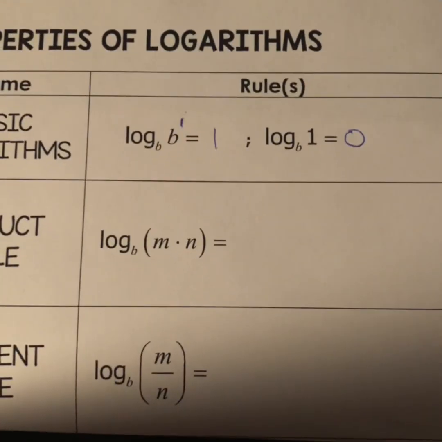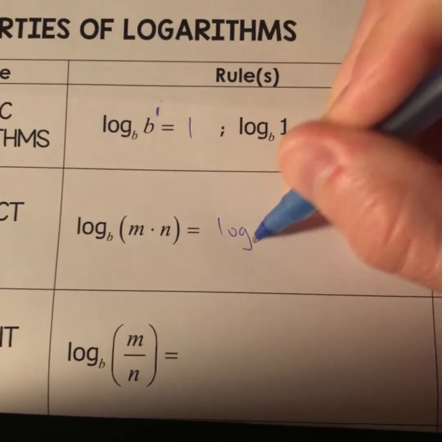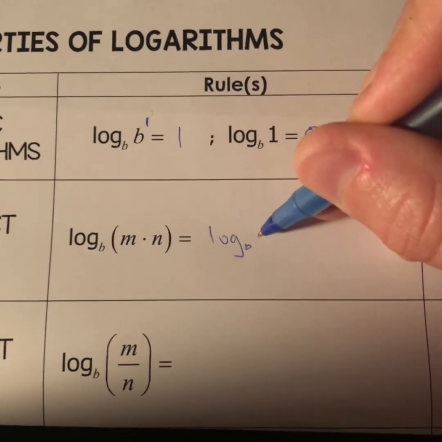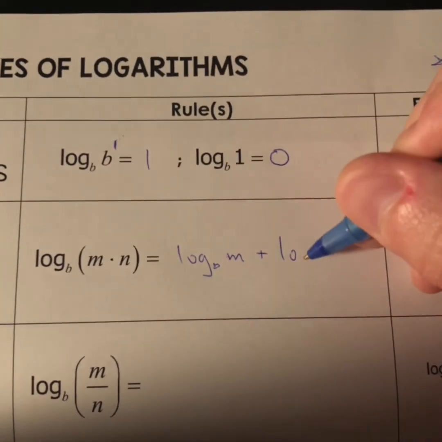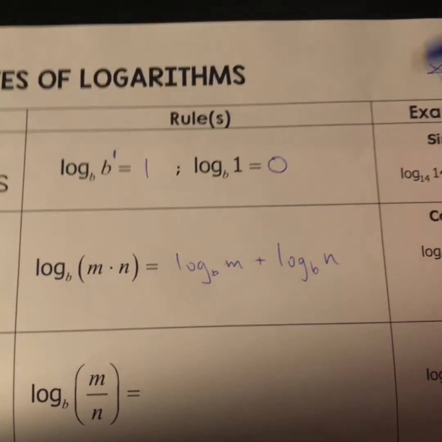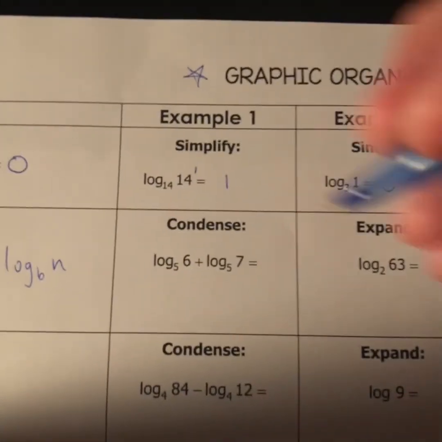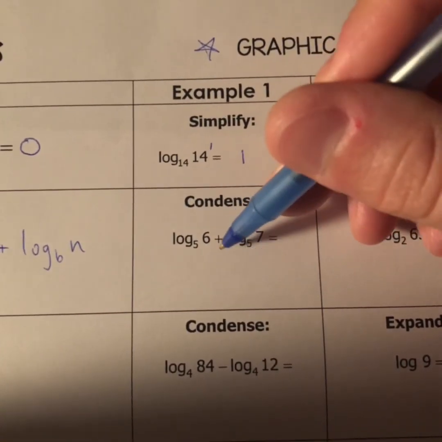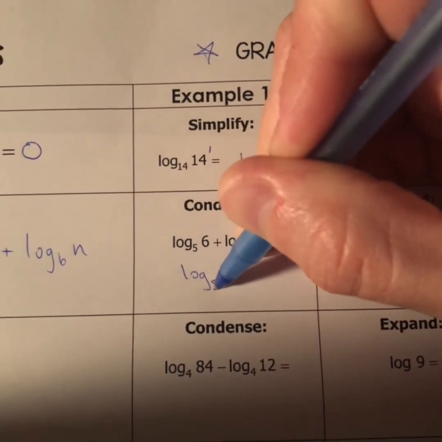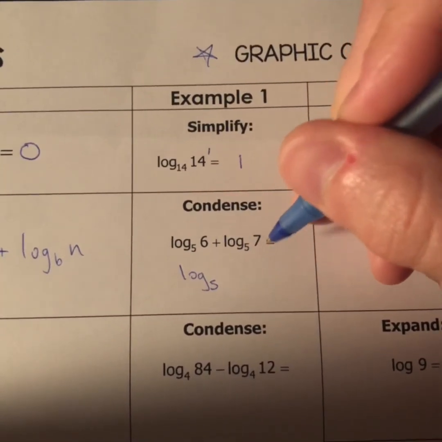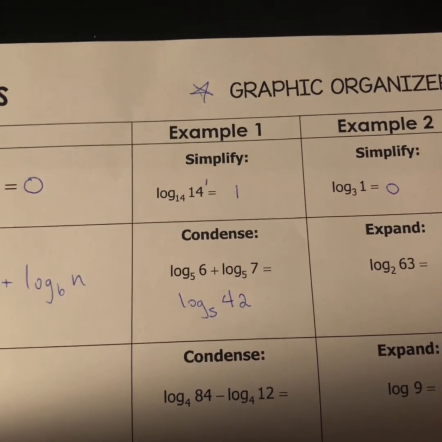The product rule, we talked about that. Multiplication turns into what? I'm giving you a second to answer here. You can answer out loud. We're all connected. Turns into addition, correct. And then once again, some examples over here. The condensing ones, so we see an addition sign. We know we can multiply those. They have the same base, so log base 5 of 6 times 7, we know that to be 42. So that would be it.